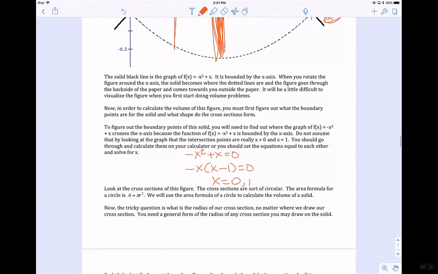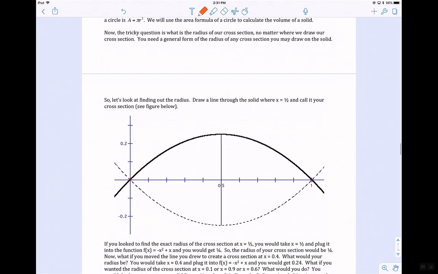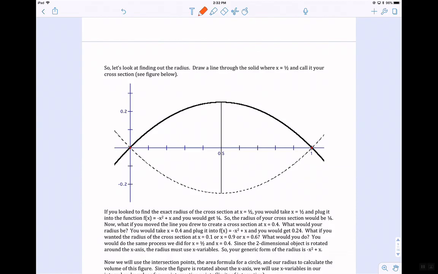Okay? So in order for me to set up my antiderivative, I need to know what my radius is. So this entire line here is actually the diameter.